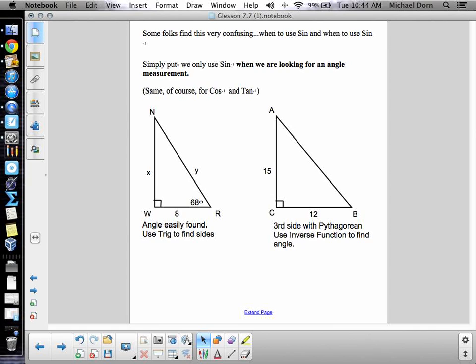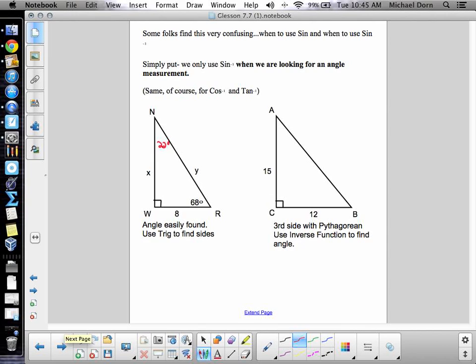I don't need to set up sines or cosines or anything. I know two angles of the triangle. I can find the third angle quickly because the angles add up to 180. If I know two, finding the third is simple, right? If this is 90 and this is 68, this better be what? 22. That's all it takes.